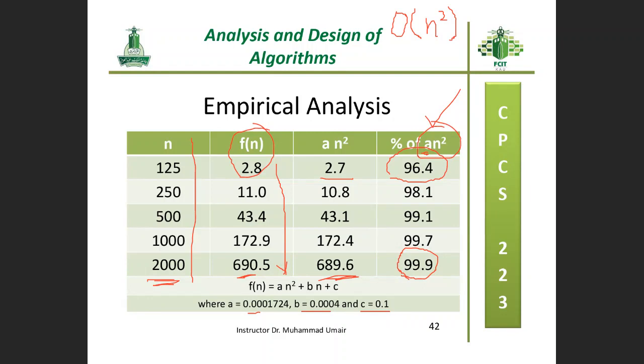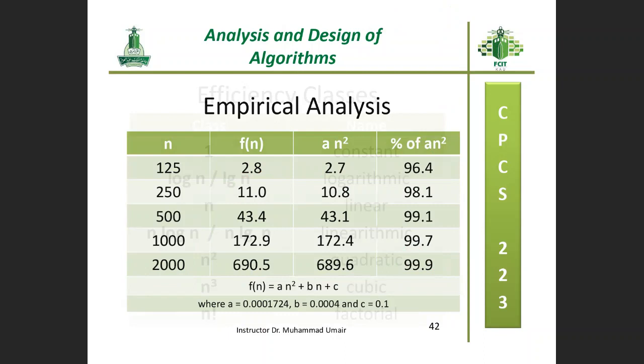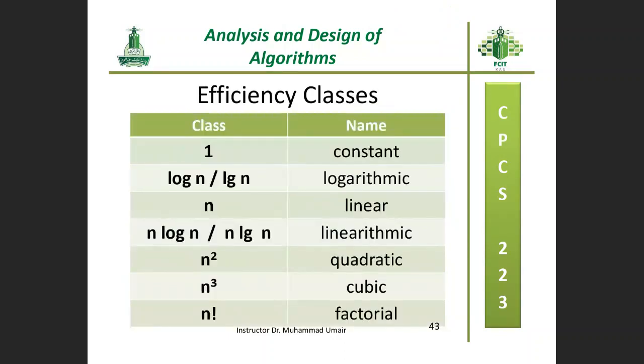So in addition to the n square class, there are many well-known, well-established efficiency classes which you may observe while analyzing different algorithms, starting with constant, log n, n log n, n square, n cube, and n factorial. In this table, constant is the best running time. If you design an algorithm whose running time is constant, what does it mean? That the running time will not change with the change of n.